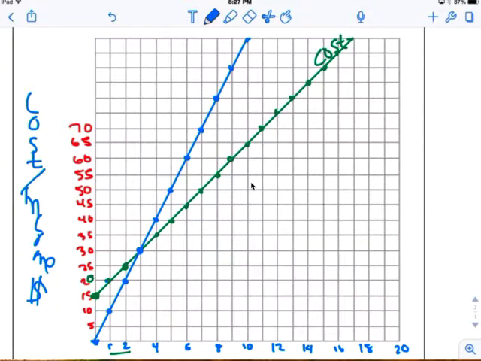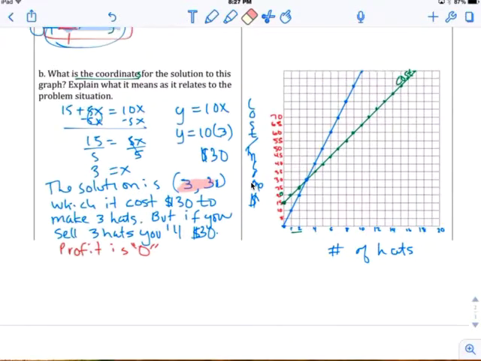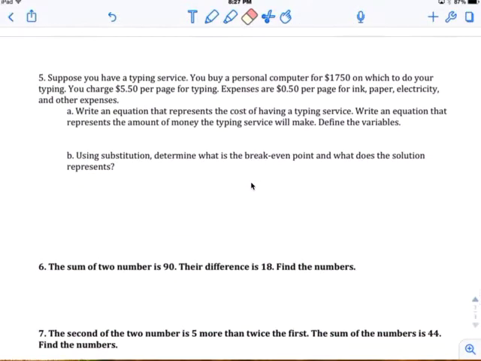Floor. Okay, so look, 3, 30 is your solution. Same thing as 3 hats for $30. Same as what you explained here. Okay, same thing for this one.